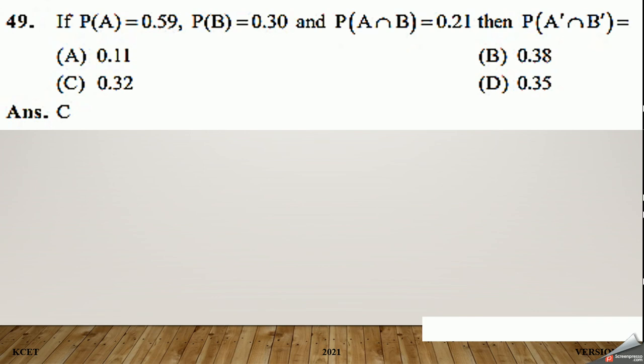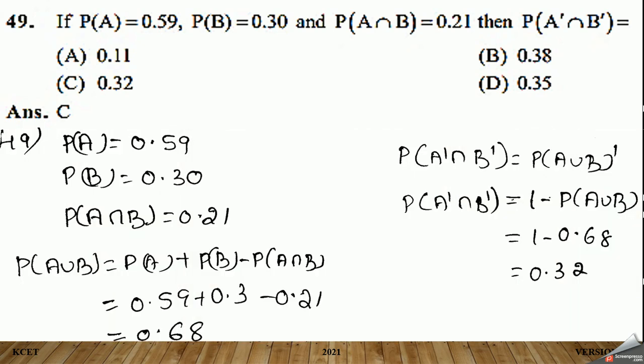Again, coming to the problem on probability, they have asked us P of A complement intersection B complement, which can be written as P of A union B whole complement.